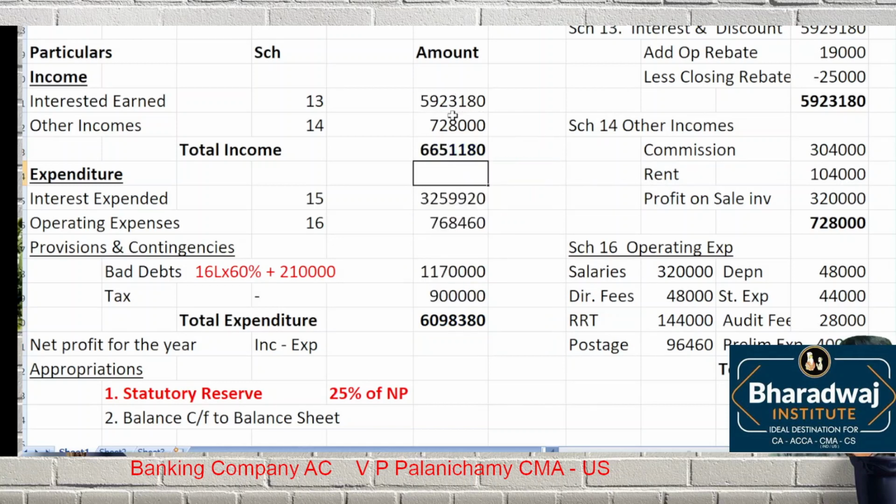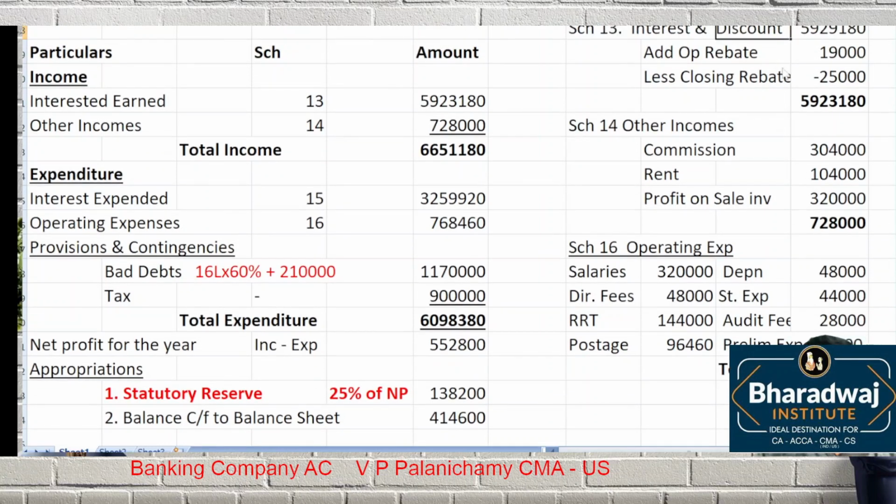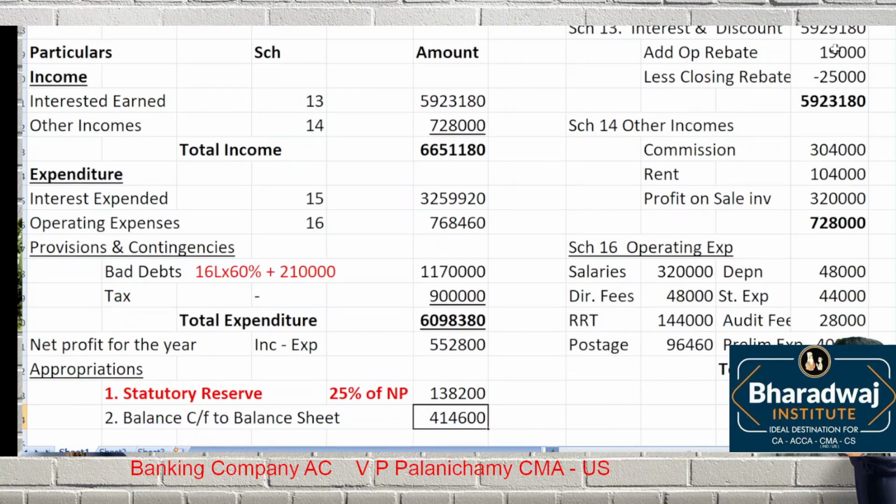Total the income also. So income minus expenses will give us profit before tax, or profit after tax, sorry. Profit after tax. In that 25% should be transferred to statutory reserve. Balance will be carried forward to balance sheet. You shall pause and copy this now. 25% is compulsory.